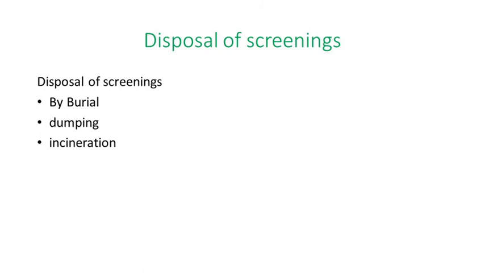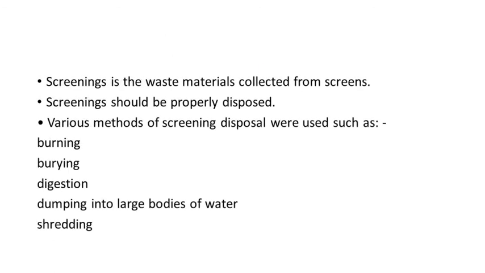Next one is dumping. You can just dump the waste over the ground, at excavated trenches. So that is the dumping method. And the incineration method is where you burn all the waste which comes from the screening. So that is the process of incineration. Screenings are nothing but the waste material collected from the screen.